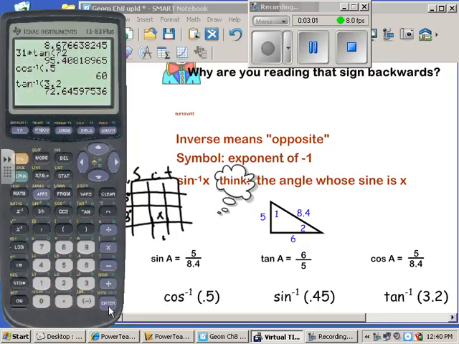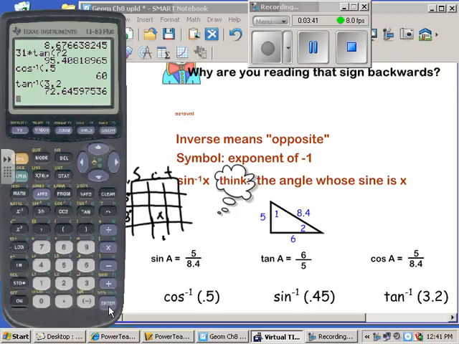Now, if you get an error, cosine and sine are not going to be more than 1. So chances are, if you typed in a cosine and got an error message, you accidentally hit tangent, or you accidentally put the decimal in the wrong place. So if you get an error message, don't panic. There are values that cosine is not allowed to be. There are values that tangent's not allowed to be. So you just probably typed something in wrong. Okay? So just go back, type it in again, and you'll be fine.